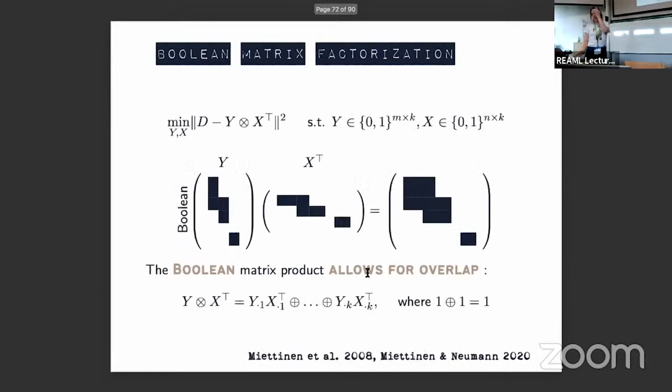And likewise, if we want to do this with binary values, then we arrive at Boolean matrix factorization, because in Boolean algebra, 1 + 1 is actually 1. And with this algebra, you do not penalize overlap between clusters anymore.